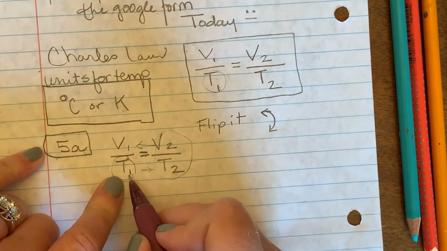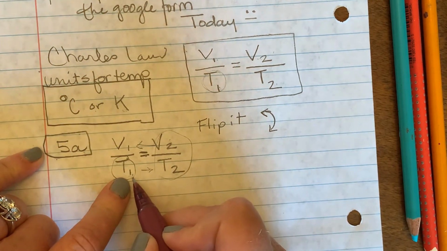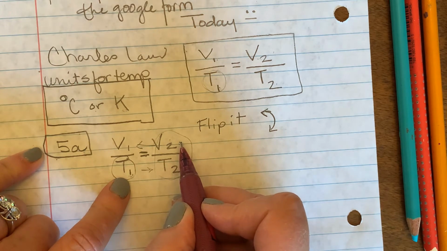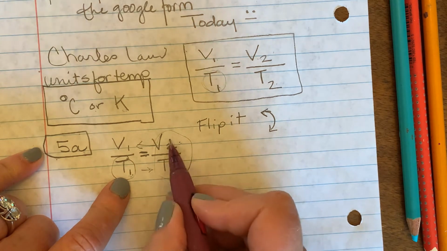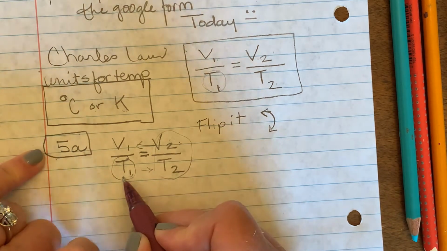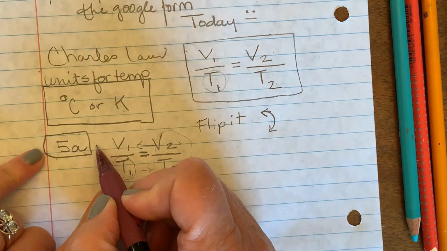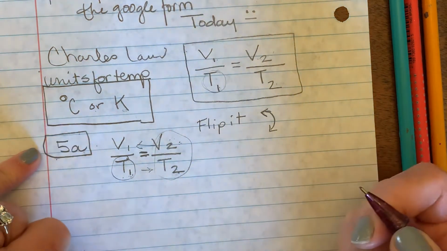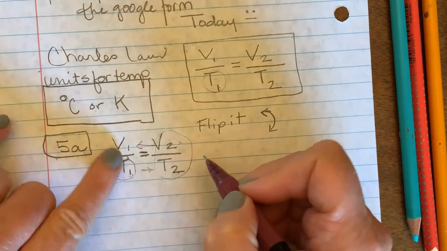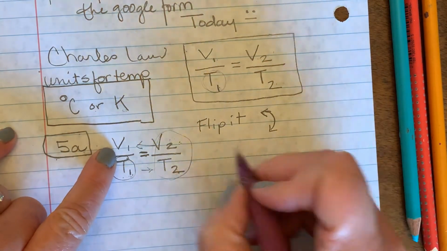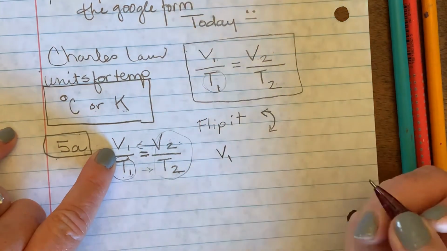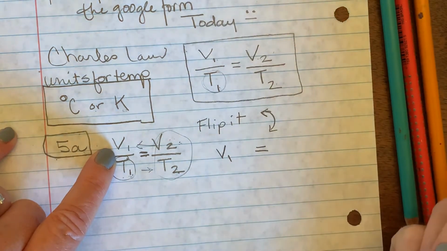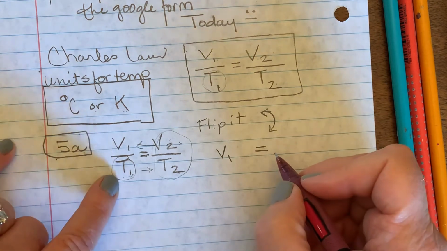So temperature 1 is going to get flipped up and over into the numerator. And these two are each going to flip. So volume 2 will go down and temperature 2 will go up. What do I mean by that? So I'm going to start by writing out what's not going to move. In all this equation, the only variable that's not going to move is the V1. So I'm just going to write that. And I'm going to put an equal sign in because the equal sign doesn't move, I suppose. You can think of it that way.